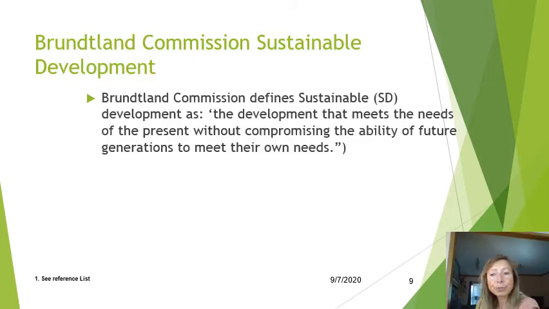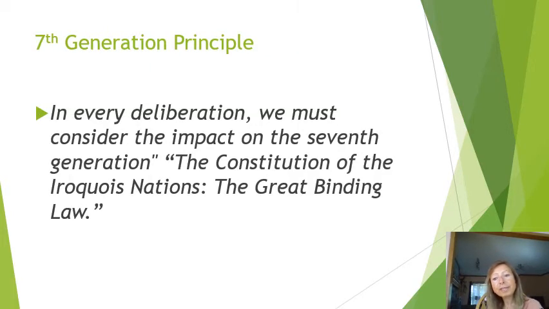I would use here two definitions of sustainability. One is by the Brundtland Commission, which defines sustainable development as development that meets the needs of the present without compromising the ability of future generations to meet their own needs. The second definition, and this is really my favorite, is the principle of the seventh generation by the Iroquois nation: in every deliberation, we must consider the impact on the seventh generation. This is really what it means to live sustainably, thinking about the impacts of our actions on the seventh generation.